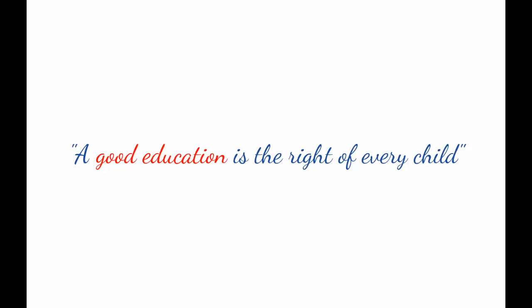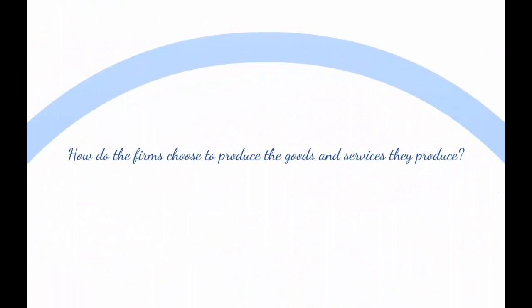Now, take a look at this one for a second. I'll give you a minute to decide if it's not clear enough in red for you that a good education is the what that's being produced. A good education is being produced, and it is the right of every child. Now, how? How do the firms choose to produce the goods and services that they produce?